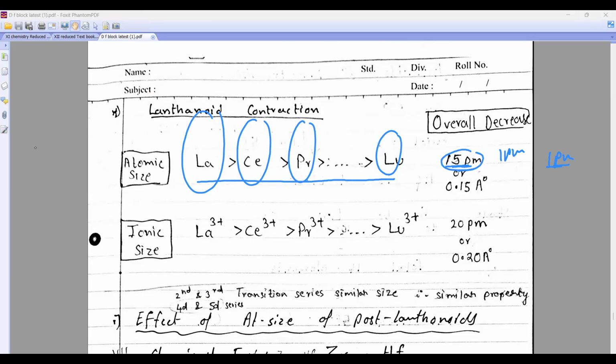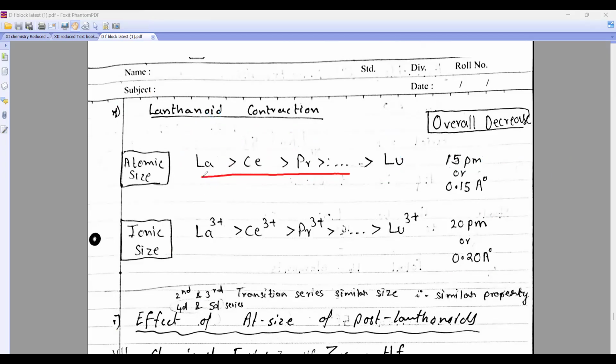So this overall decrease in size is known as what? Lanthanide contraction. And for ionic size, the overall ionic size decrease of all the 14 elements is how much? 20 picometers or 0.2 angstrom. Now, why should you know this? Because in MCQs, beta, they will give you these elements and tell you to arrange them in increasing order or decreasing order.